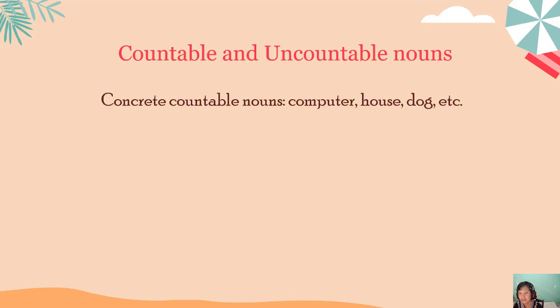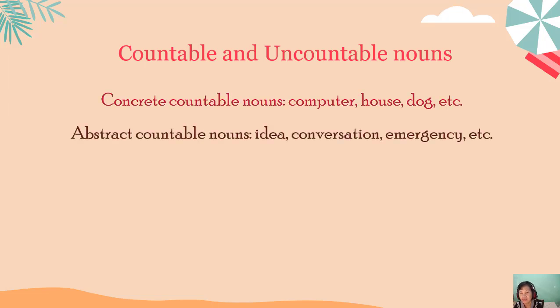We have some kinds: concrete countable nouns, computer, house, dog, etc. Concrete means that we can see or touch it. So if you have concrete countable, it means that you can put a or an: a computer, a house, or a dog. Or you can have more than that: 2 computers, 3 houses, some dogs. So this is countable.